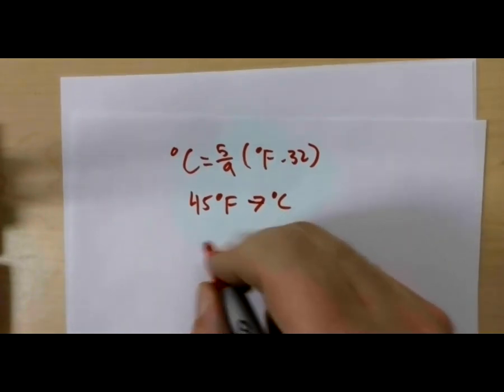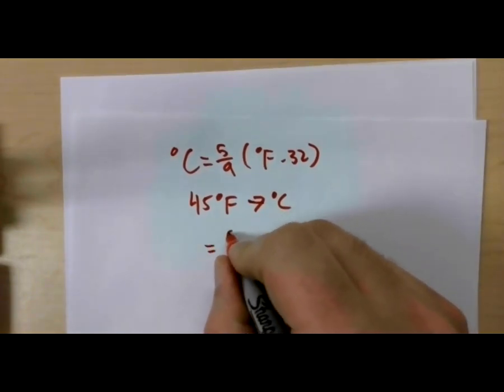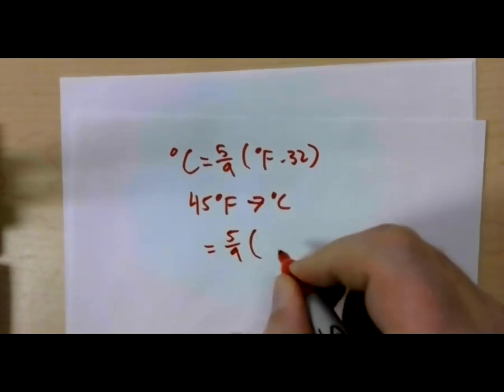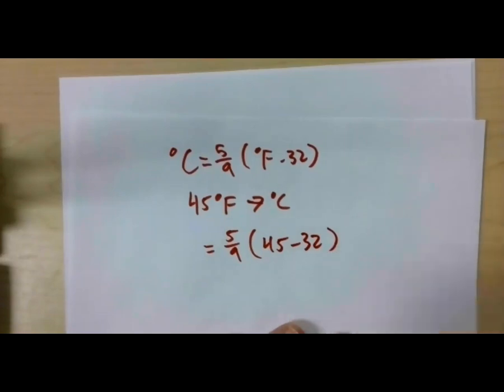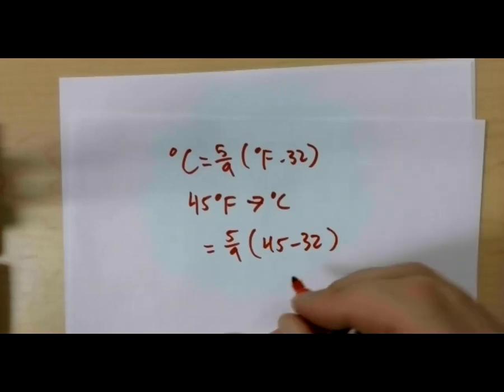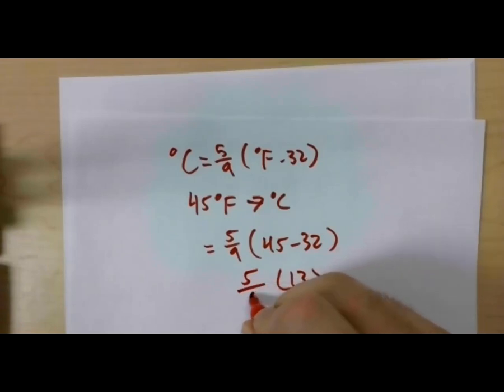So 5 over 9 is going to stay 5 over 9 times my degrees, which is 45 minus 32. And if I take 45 minus 32, I come up with an answer of 13. I'm just going to drop down my 5/9.